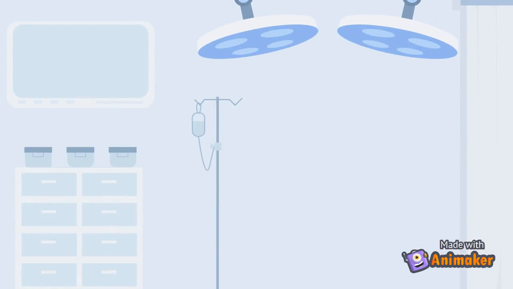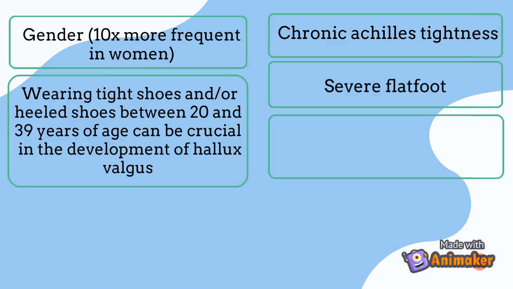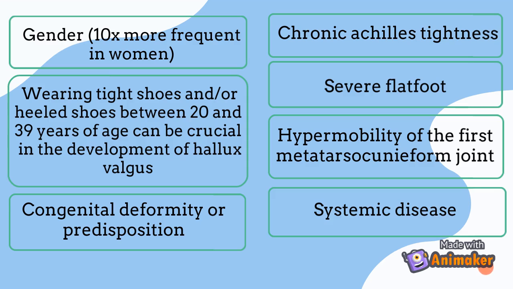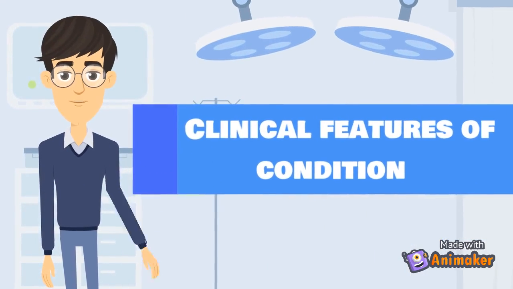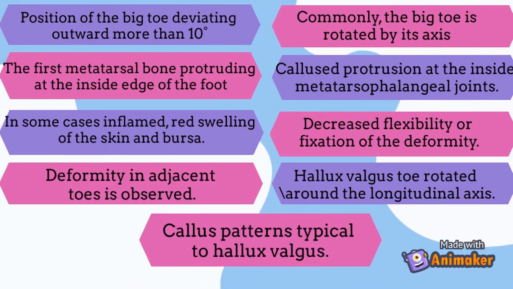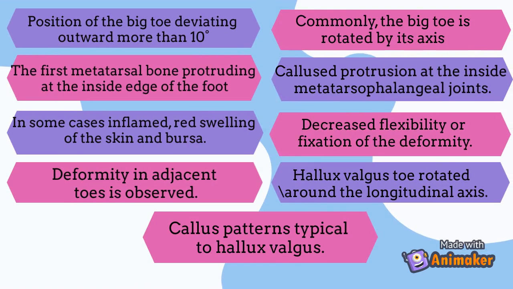Etiology of the condition. 1. Gender: sometimes more frequent in women. 2. Wearing tight shoes or heeled shoes between 20 and 39 years of age can be crucial in the development of Hallux valgus in later years. 3. Congenital deformity or predisposition for chronic Achilles tightness. 5. Severe flat foot. 6. Hypermobility of the first metatarsocuneiform joint. 7. Systemic disease. The clinical features of this condition are position of the big toe deviating outward more than 10%.